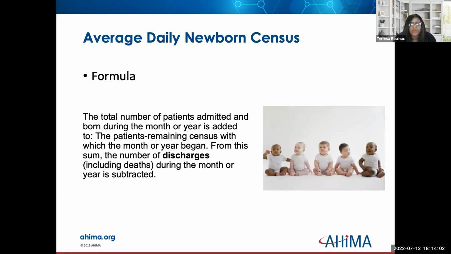The total number of patients admitted and born during the month or year is added to the patient remaining census with each month or year began. From the sum, the number of discharges, including deaths, during the month or year is going to be subtracted. Now, one thing that you're going to want to do is really pay close attention to the very next slide.